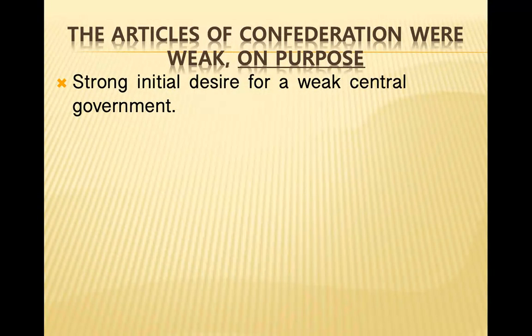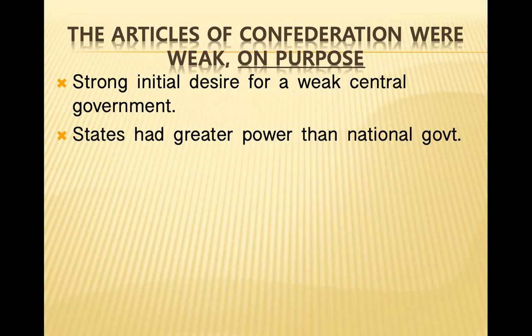So the Articles of Confederation were weak on purpose. They had a strong initial desire for a weak central government because they feared one person having too much power. The states had greater power than the national government.